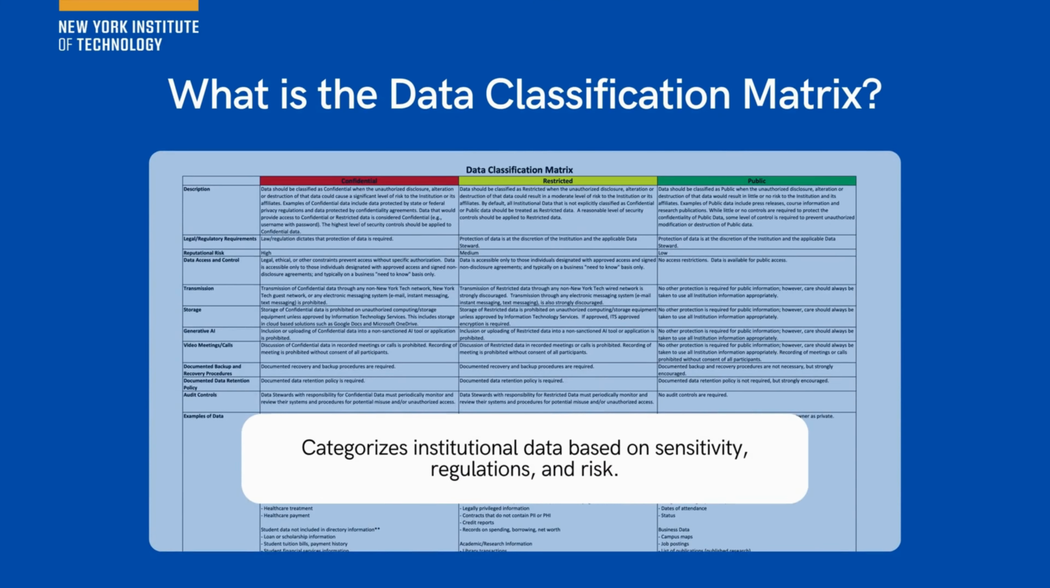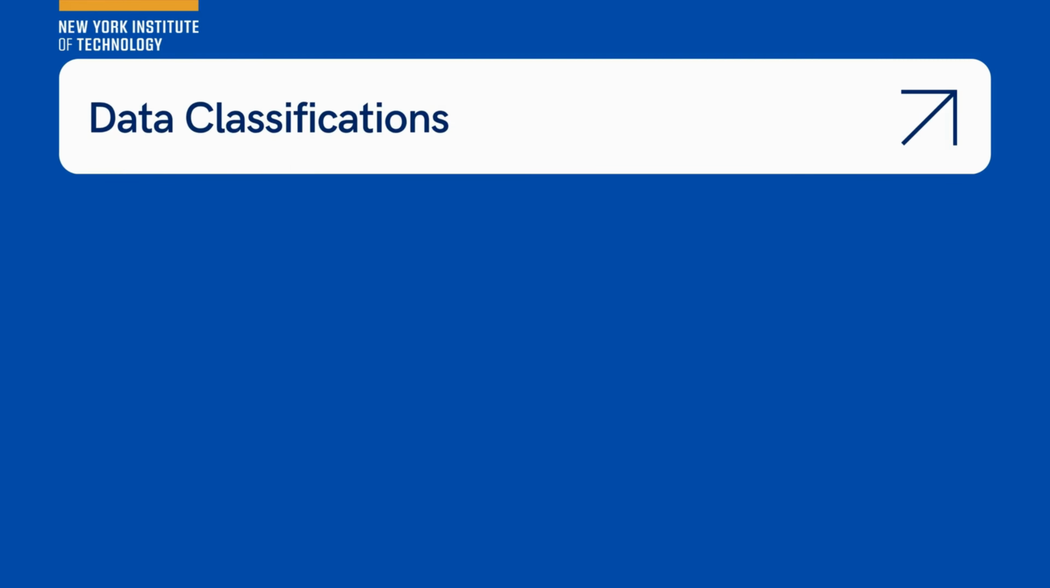The Data Classification Matrix is a structured framework used at New York Tech to categorize institutional data based on its sensitivity, regulatory requirements, and potential impact if exposed. This matrix helps ensure that all data, whether academic records, research data, or administrative documents, is handled with the appropriate level of protection. This data is classified into three categories.